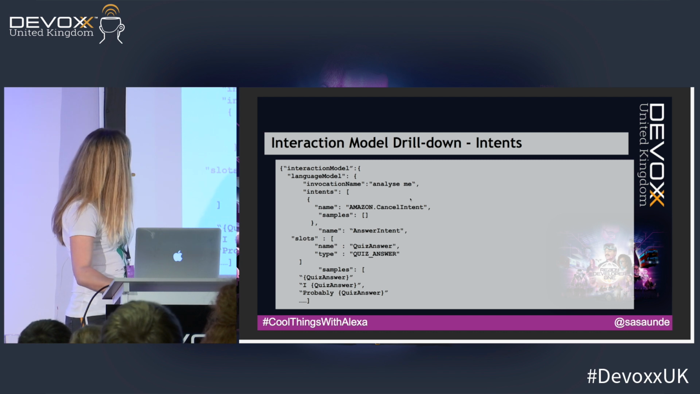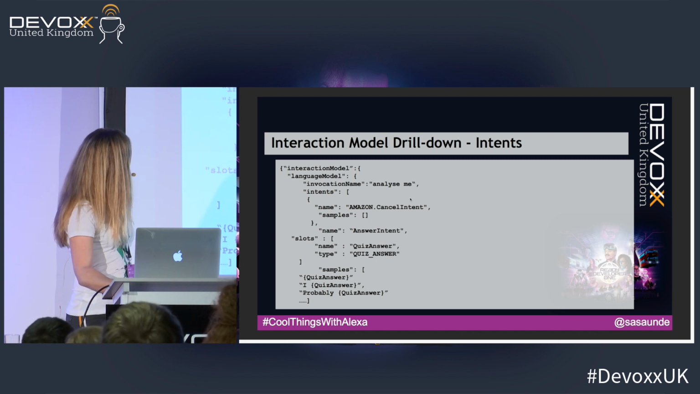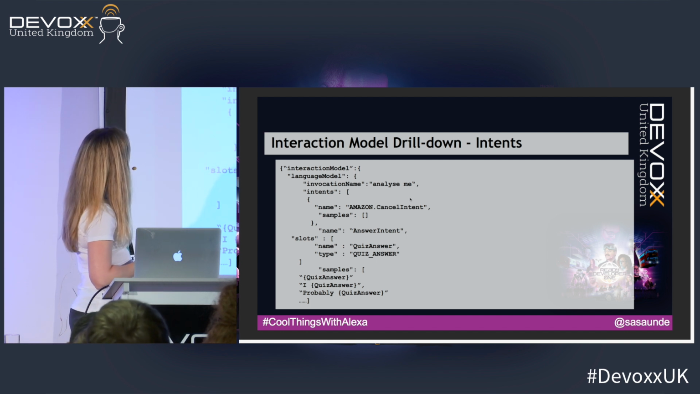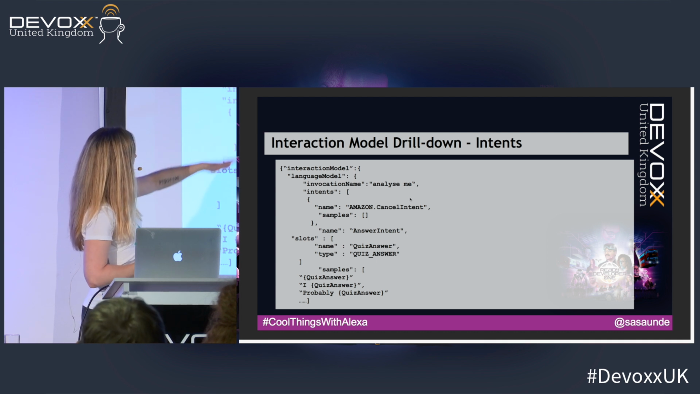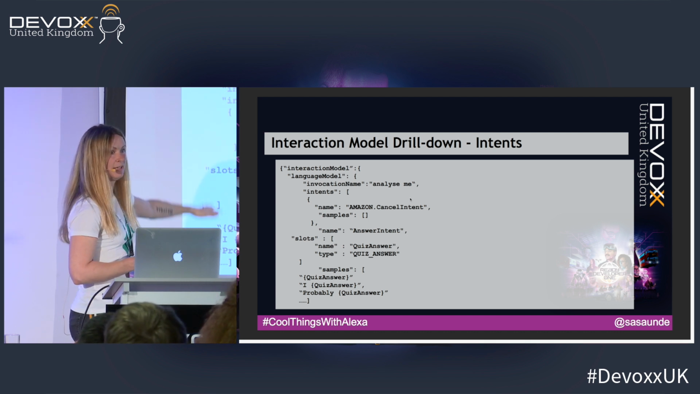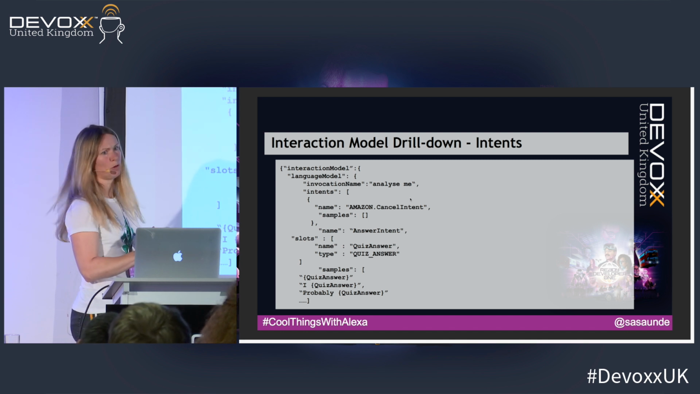Right, so yeah, drilling down a bit into the intents. I think we've already done this because I've looked at the code that I have. So this is the JSON equivalent. We've been looking at the sort of GUI. But you can see you've got your invocation name, and then you've got the list of intents. There's a set of standard Amazon intents, which would be help, cancel, quit, or stop, it's called.